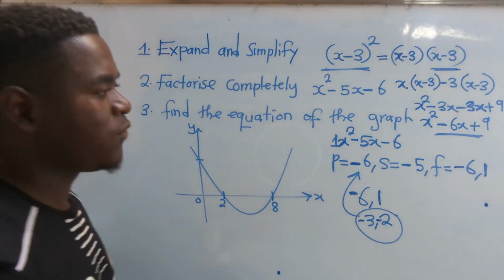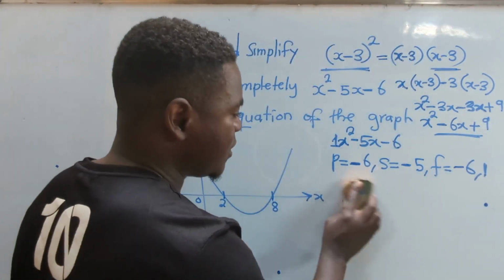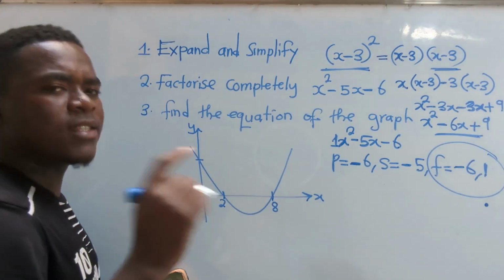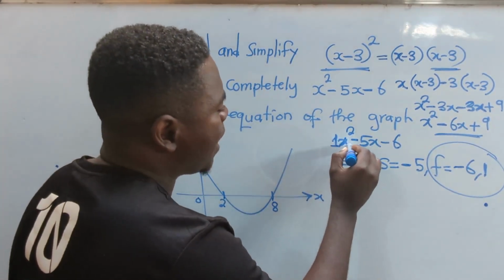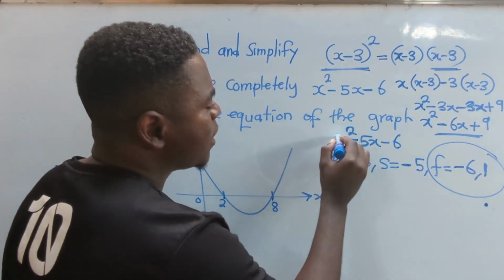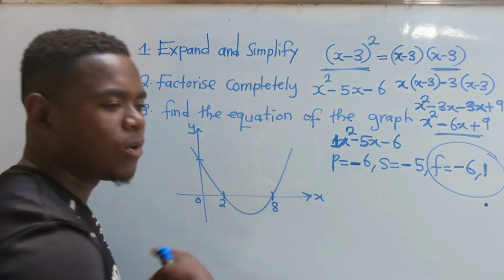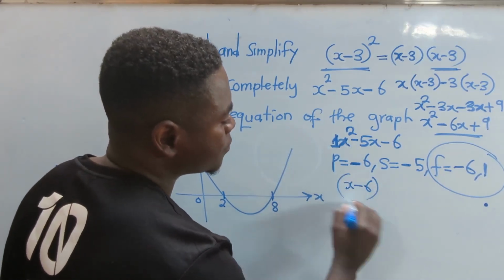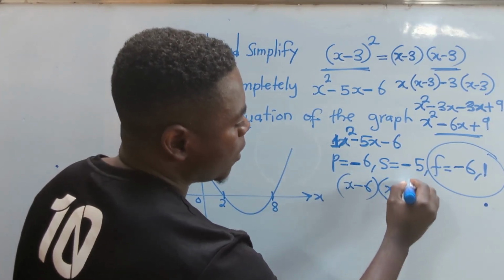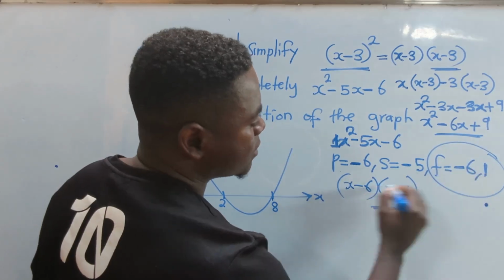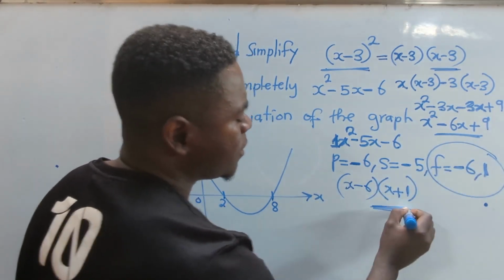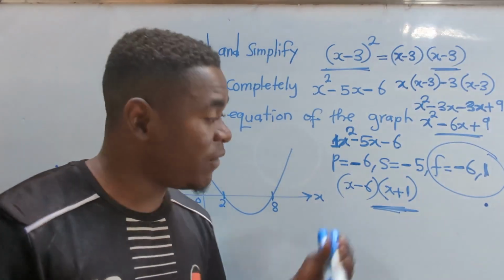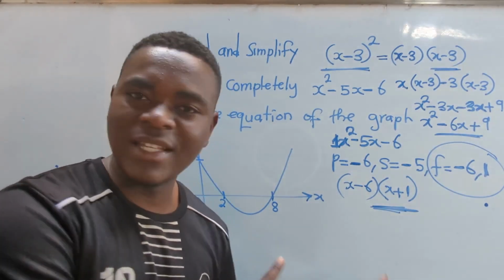I want you to follow me very well, even as I'm teaching you these things. After you find the factors, and you've noticed that the coefficient of the squared term is 1, you just go direct. So we say this is x, so x minus 6, x plus 1. We just take this minus 6, and this positive 1, which is here. So this is the answer you get. These are the procedures you are supposed to follow whenever you want to answer a question like this one.